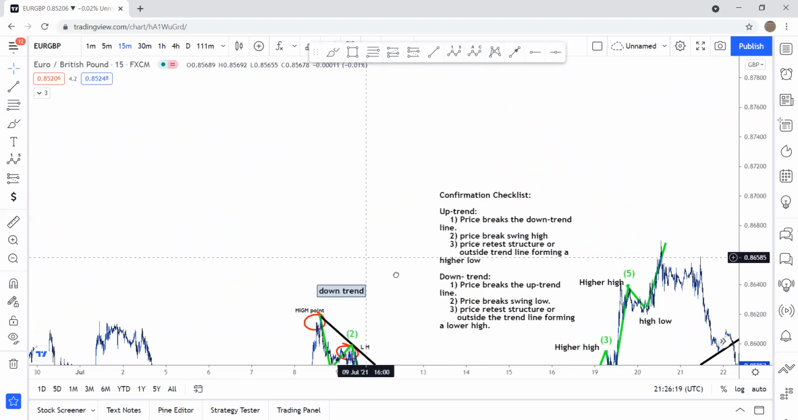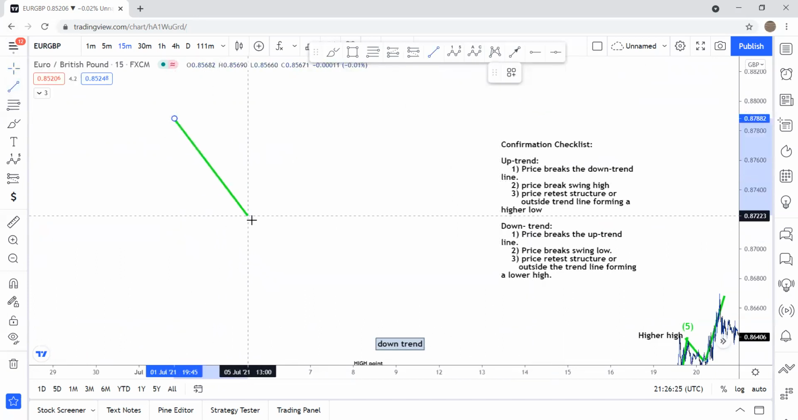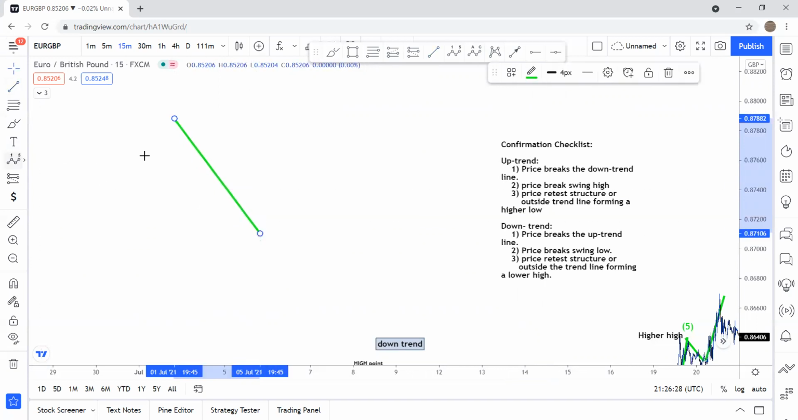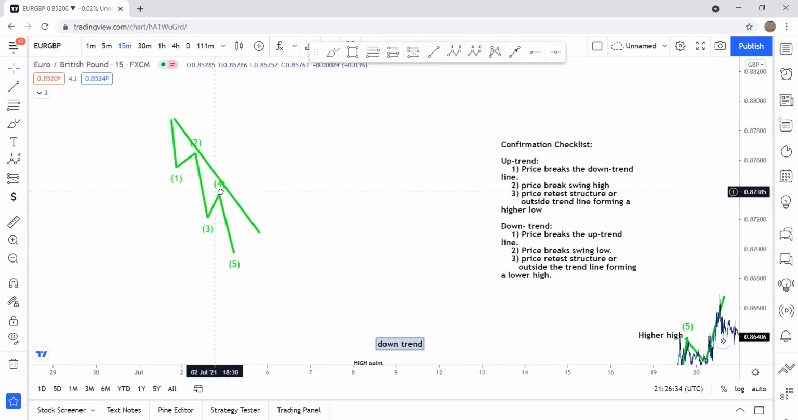So let's look at a diagram before we even continue on the chart. So what we're looking for, right? Say this is a downtrend, price is coming down, right? While price is coming down, we have these high points, right? Touching that trend line like this. Price came down here, right?